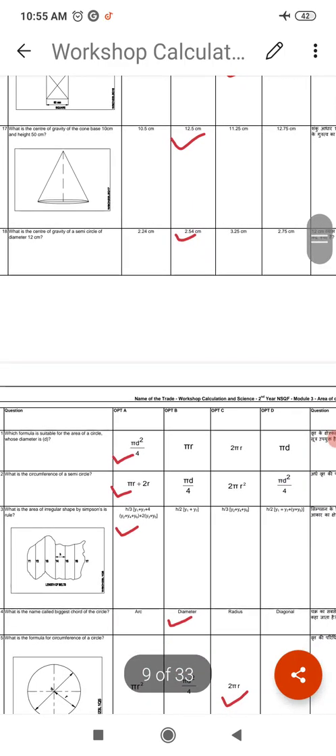Next question. What is the center of gravity of a cone with base 10 cm and height 50 cm? Its answer is 12.5 centimeter. Option B. Next, what is the center of gravity of a semicircle of diameter 12 centimeter? Its answer is B, 2.54 centimeter. Next question.